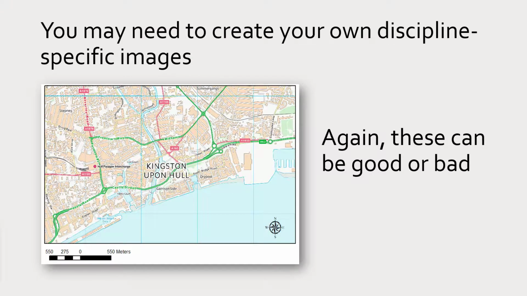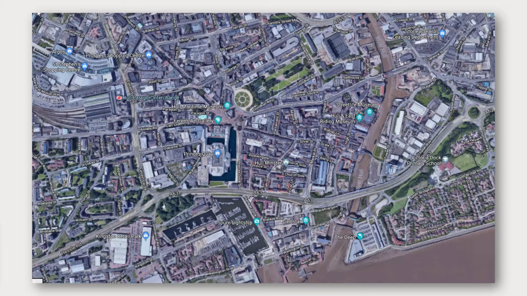You may find you need to create some very specific images for your discipline. Here we have the example of a map. Again, just like the graphs, these can be good or bad. Here we have a very basic map. This is just a screenshot from Google Maps. It's quite busy and it's very difficult to see any information in here. Clearly, to use this we need to make it much more meaningful.